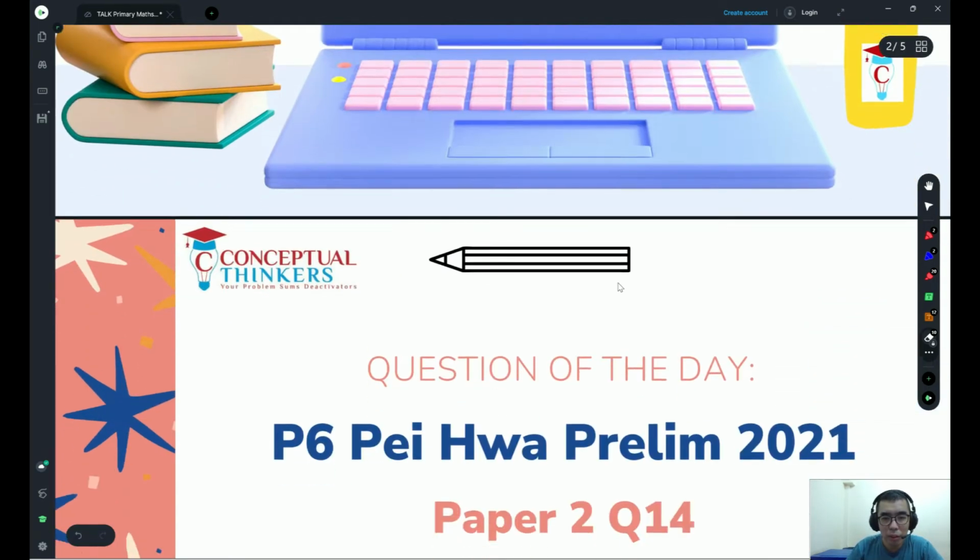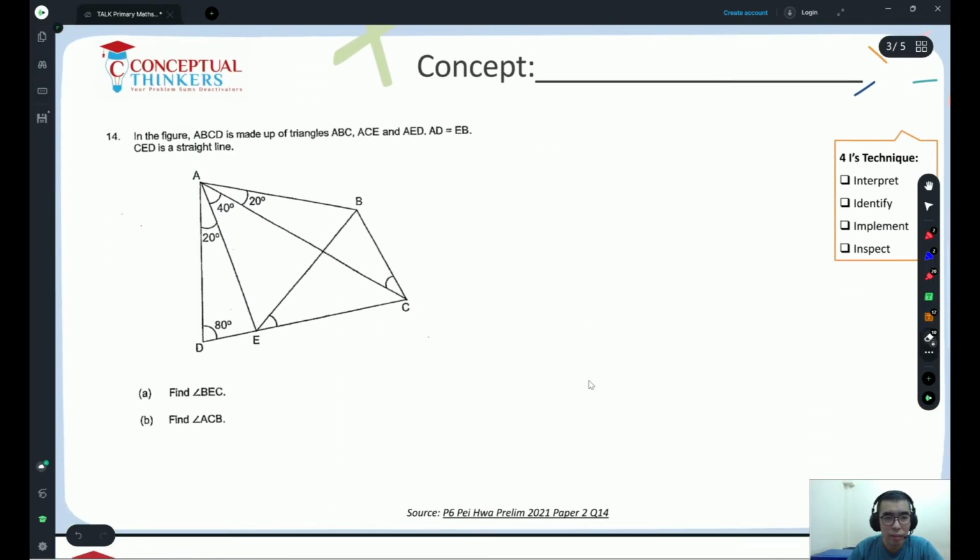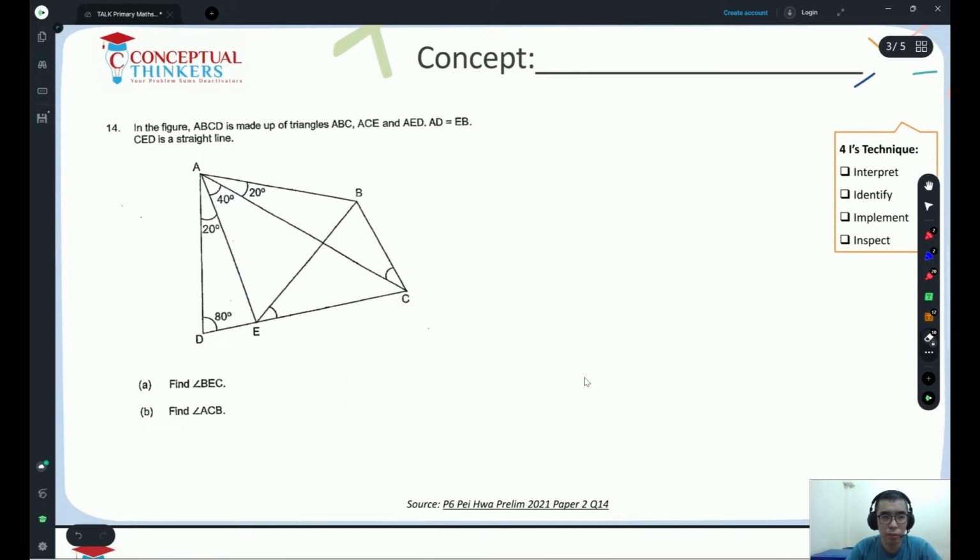Now today we will be touching on P6 Pei Hwa Prelim 2021 Paper 2 Question 14. Okay, so let's start. By looking at the question, we already know that the concept they're trying to test us here will be angles. So let me just write down the angles here. Okay, so let's start interpreting the question first.